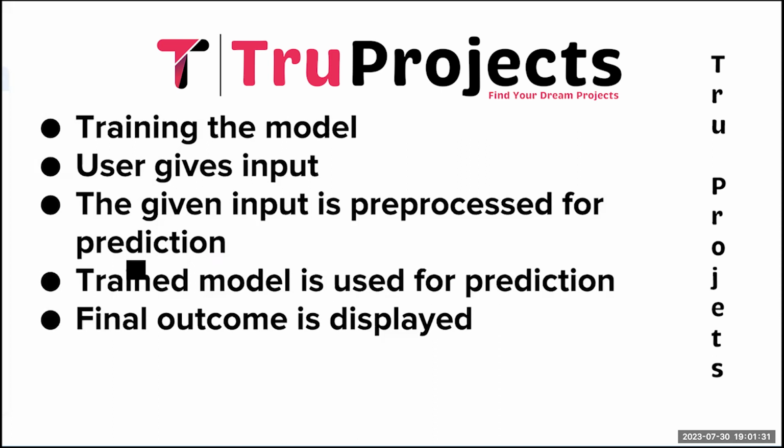And the next step is the given input is pre-processed for prediction. The user-provided input data needs to undergo the same processing steps as the training data. This ensures that the input data is in the appropriate format and scale required by the model. And the next step is the trained model is used for the prediction. Using the pre-processed input data, the trained model predicts whether each transaction is fraudulent or not. The model predictions are based on the patterns learned during the training.